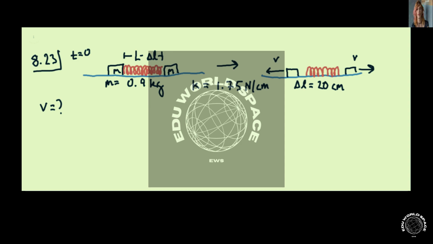So problem 8.23, we've got a couple of masses here on the frictionless table, and there's a spring between them that's compressed, and as you might imagine, these masses will be released and the spring will expand and cause them to be shot off in opposite directions. So far so good.